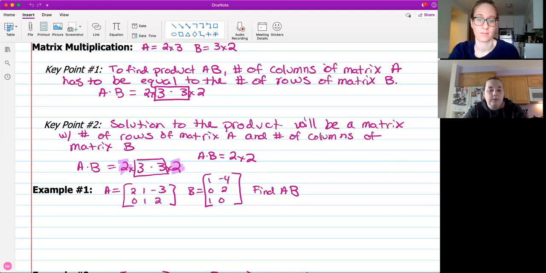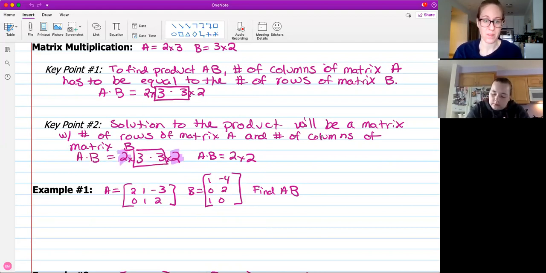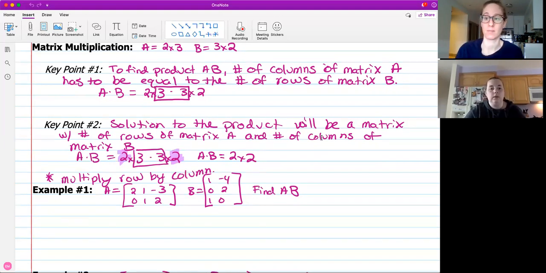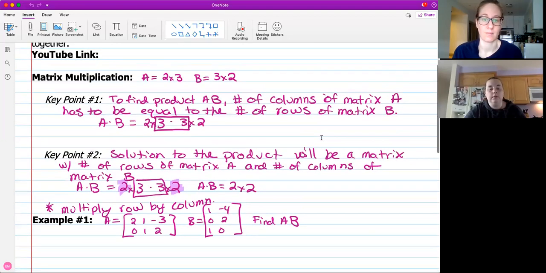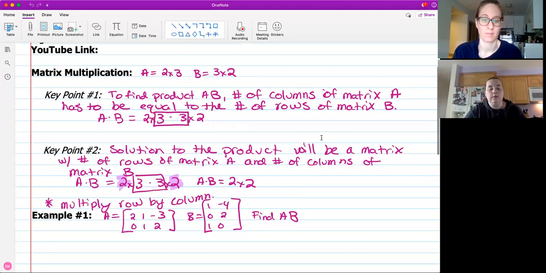And then when we're multiplying matrices, we multiply row by column. That will make more sense also in a second. It's a lot to keep straight, I know, but we can do it. Multiply row by column. Why don't we do an example, and hopefully this will make sense, because I feel like this is one of those things where you need an example for it to make sense.